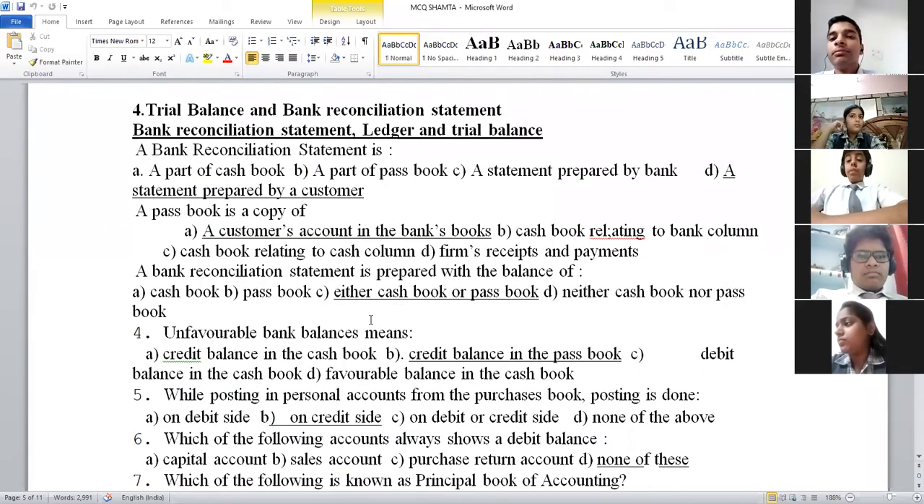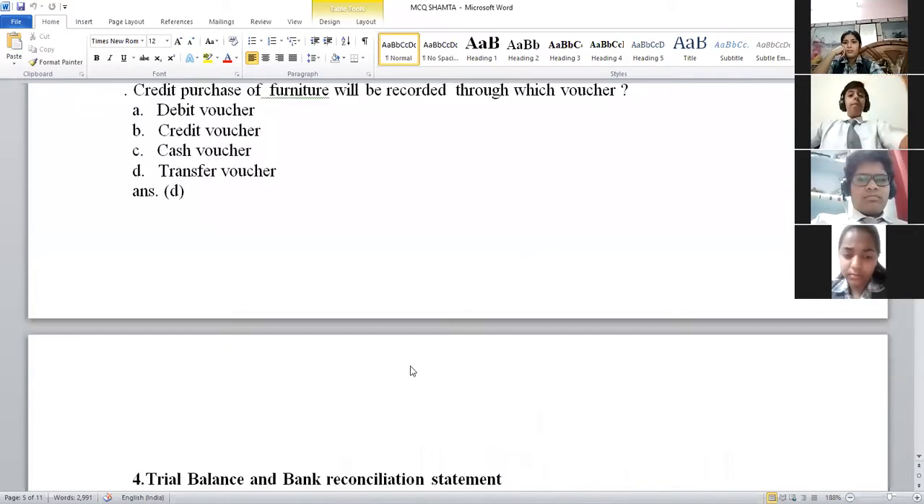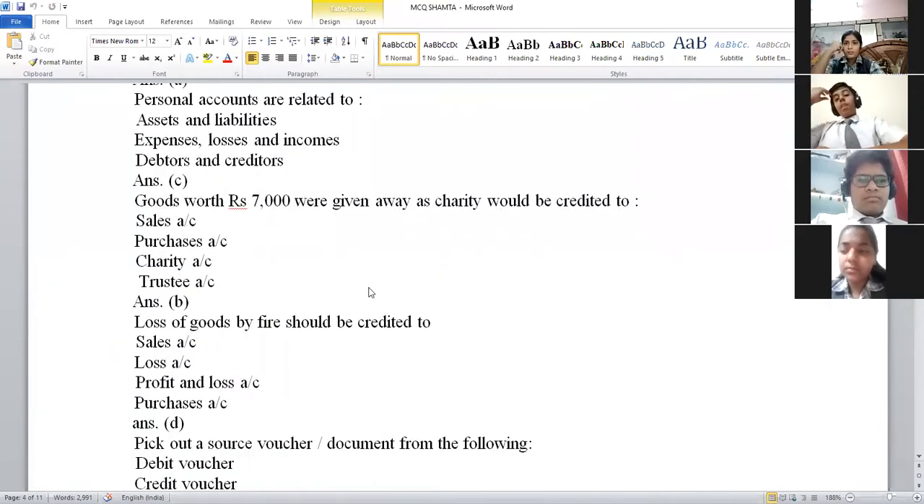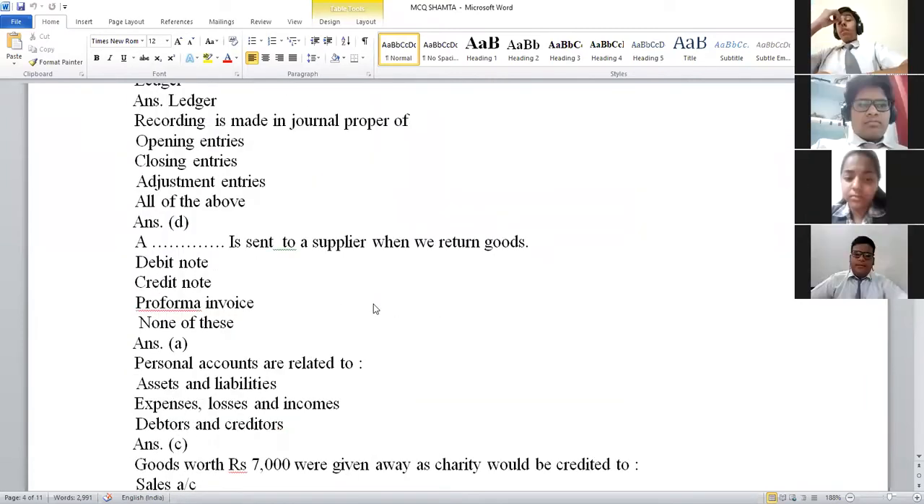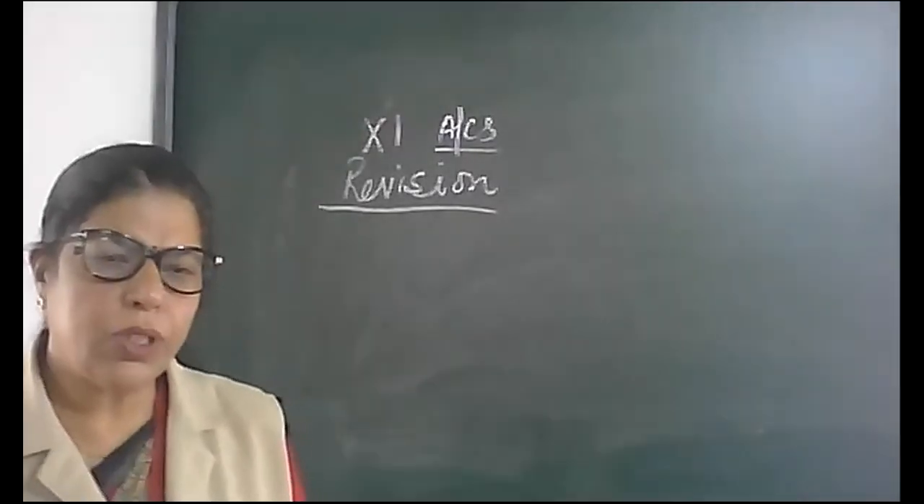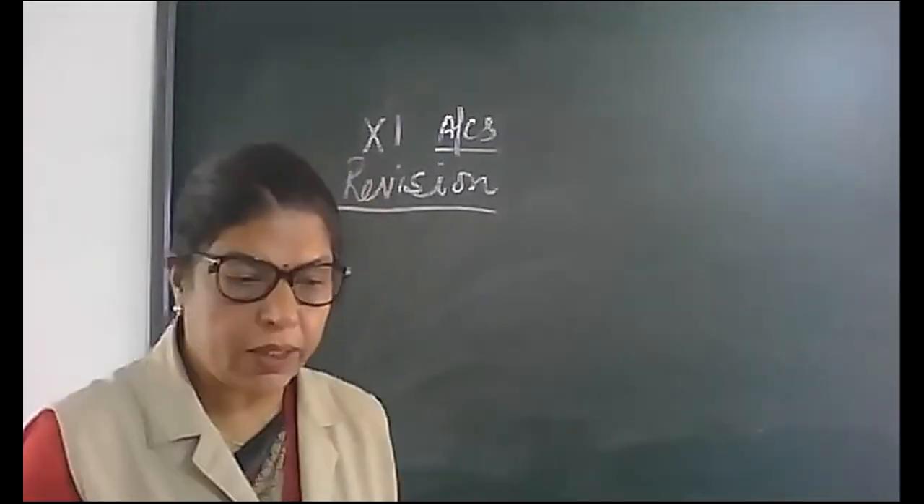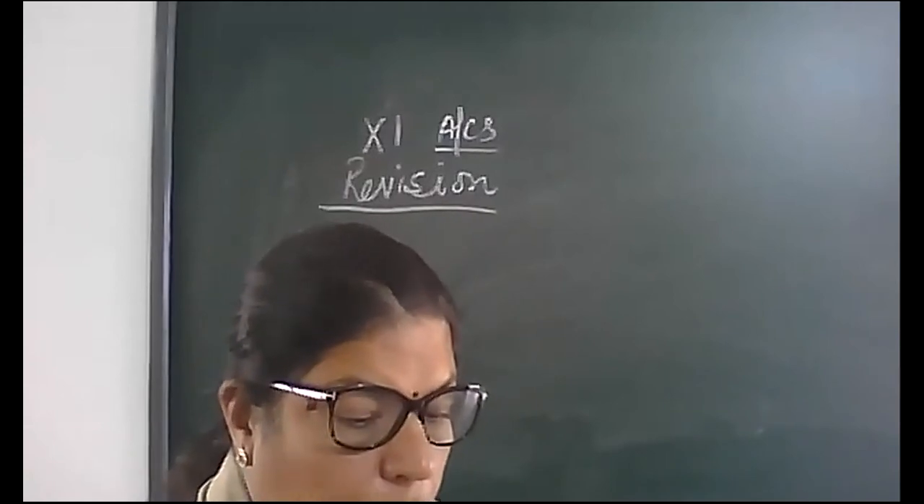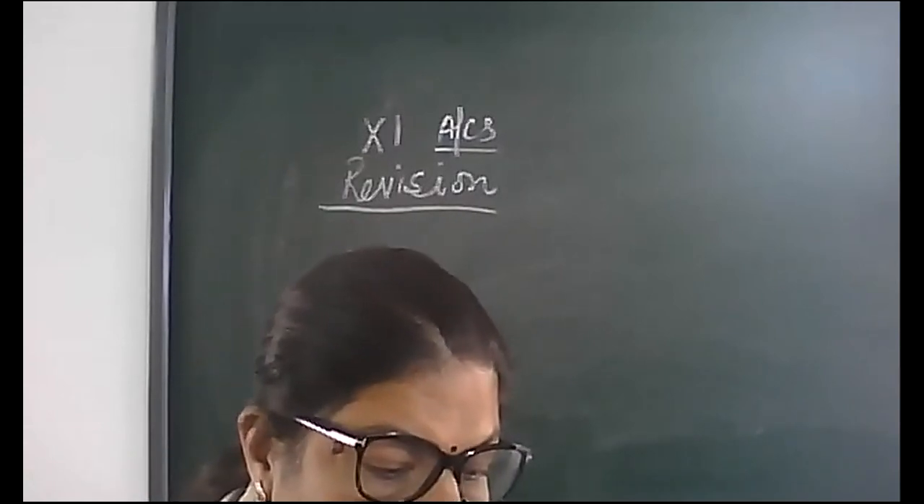What does unfavorable bank balance mean? Credit balance in the cash book, credit balance in the passbook, debit balance in the cash book, favorable balance in the cash book. Okay. So unfavorable balance means you have taken an overdraft from the bank. So these types of MCQs will be there. Now few students are asking about the numericals, how the numericals will come. These are the common questions asked by the students.